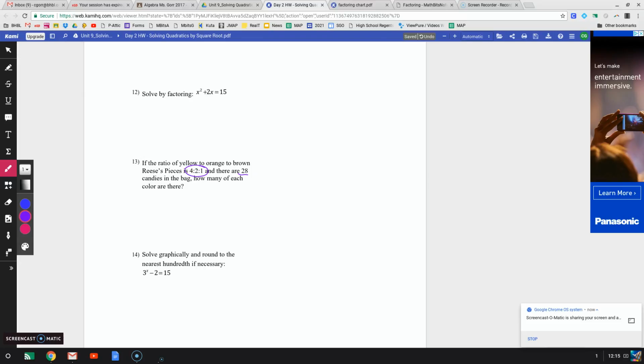So please remember that when we are setting this up algebraically, we are going to let 4x equal my number of yellows, 2x equal my number of oranges, and 1x equal my number of brown candies.